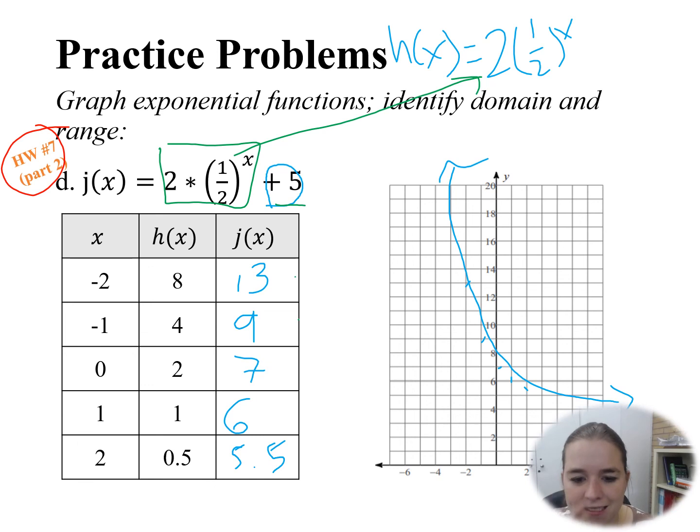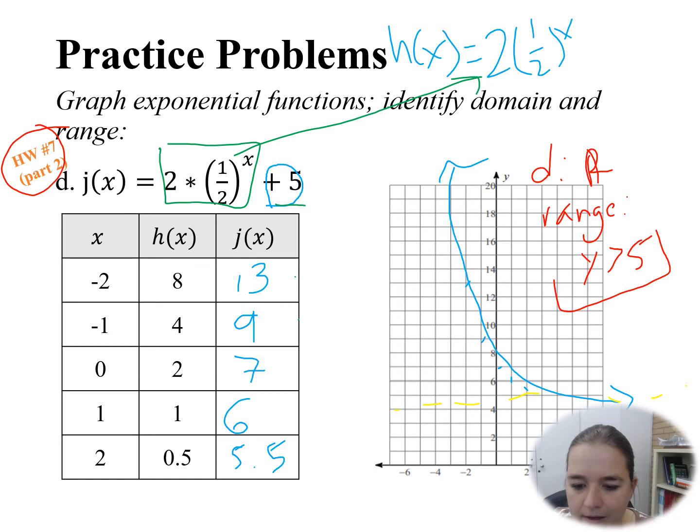When I see this here, I want to think about the domain and range again. Well, my domain is going to be all real numbers for x. But my range, I see a new invisible line that my function will not cross. My range is my y values are always greater than 5. That shift also shifted the invisible line that my function will not cross. So when I have addition at the very end here, it's shifting my graph up and down.